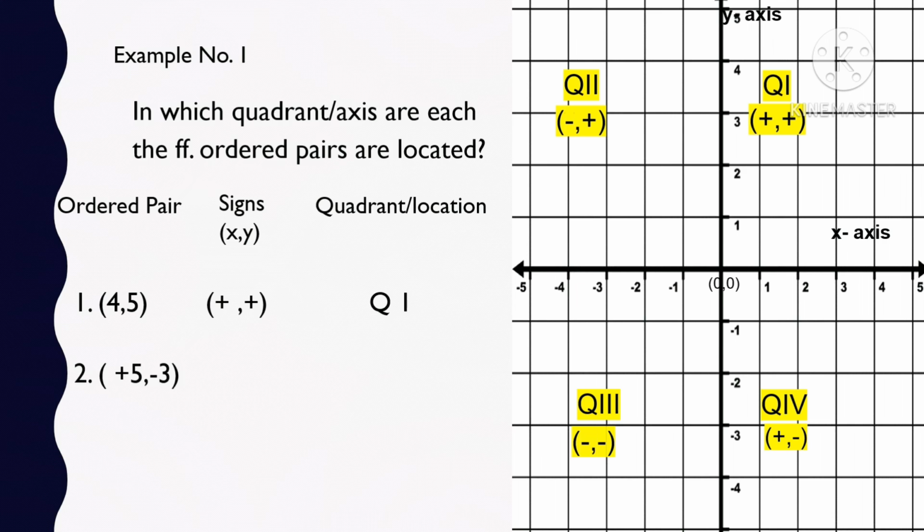How about positive 5, negative 3? Look at the signs. Where are x and y positive and negative respectively? Yes, in quadrant 4. How about 0, negative 1? Where x is 0 and y is negative. Is it in any of the given quadrants? No, it's on the negative y-axis.